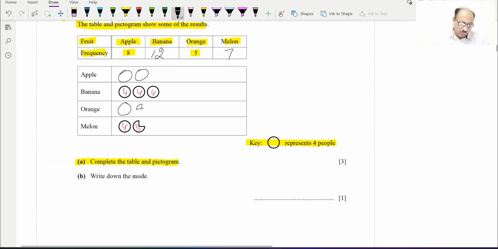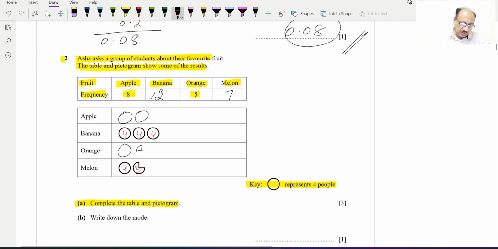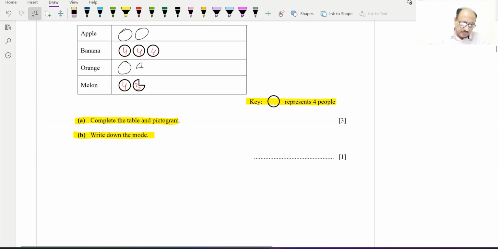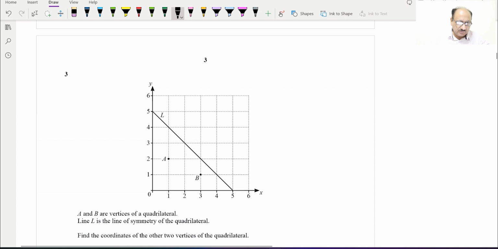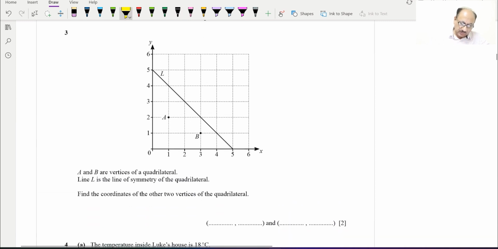Then write down the mode. Mode means most repeating or most occurring. So if we check, banana has the maximum frequency, so our answer will be banana over here, and this is for 1 mark. Hopefully you understood this. Now question number 3, and question number 3 says this diagram is provided.